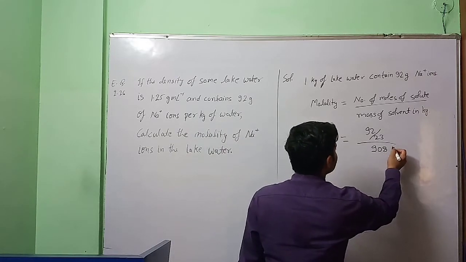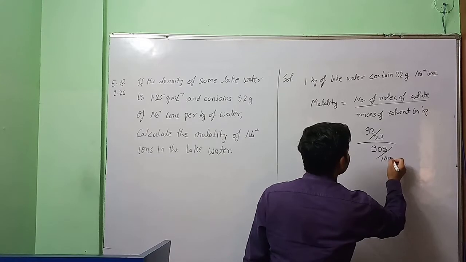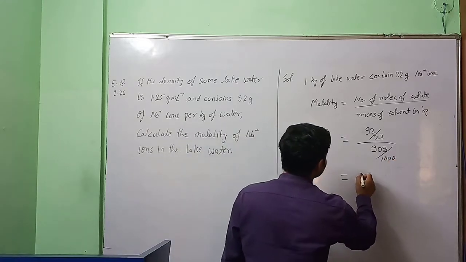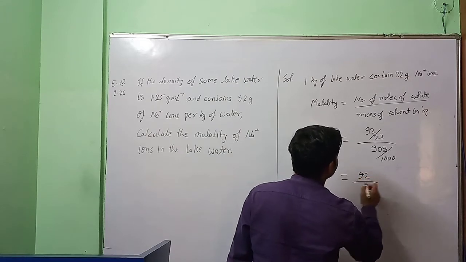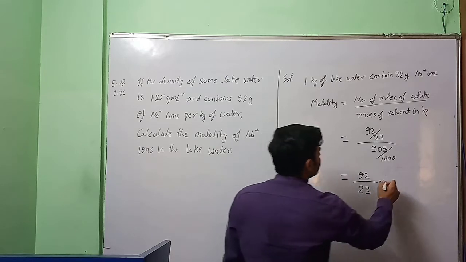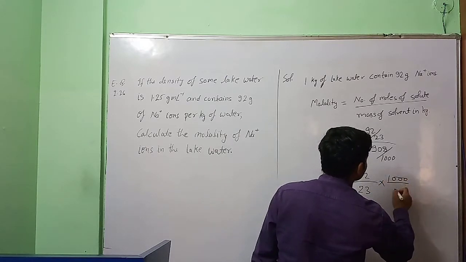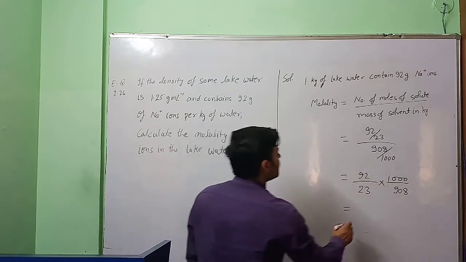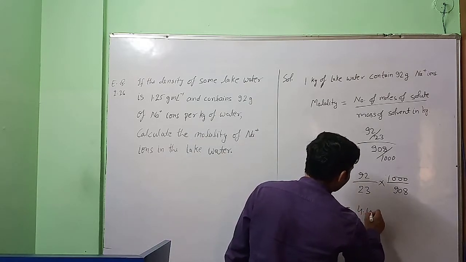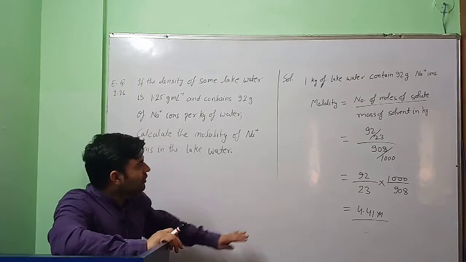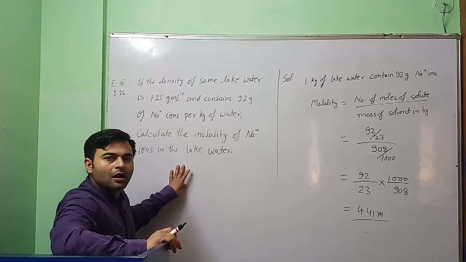Now we have to convert it into kilograms, so dividing it by 1000, and on simplifying this we will get 92 upon 23 multiplied by 1000 upon 908. On solving this we will get the molality as 4.41 m. So this is the molality of sodium positive ions in the lake water.